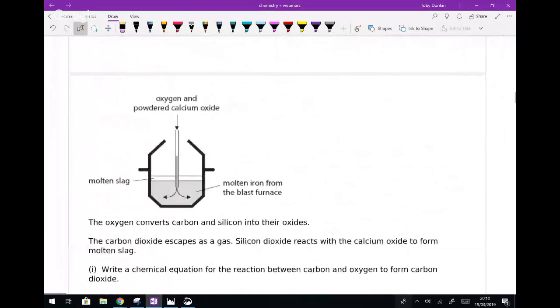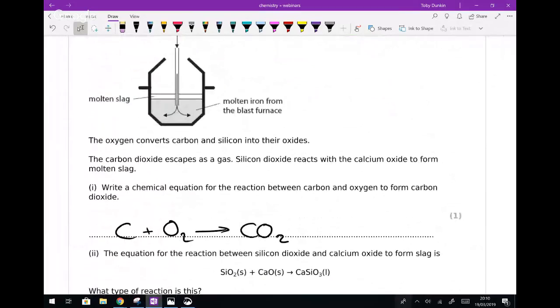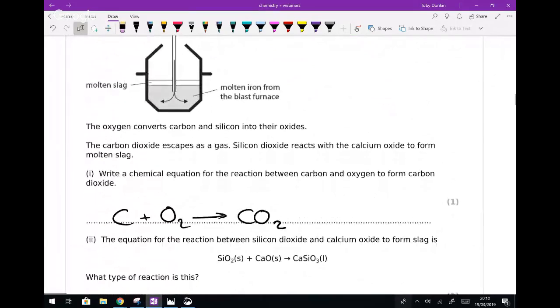It's easier. Oh, Bessemer steel process. They've given it in a rather funky container. So write a chemical equation for the reaction between carbon and oxygen to form carbon dioxide. Well, that was easy.